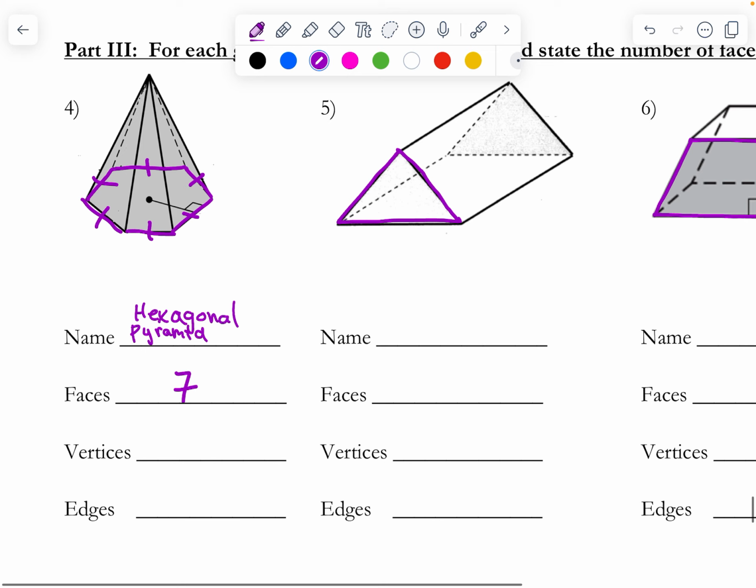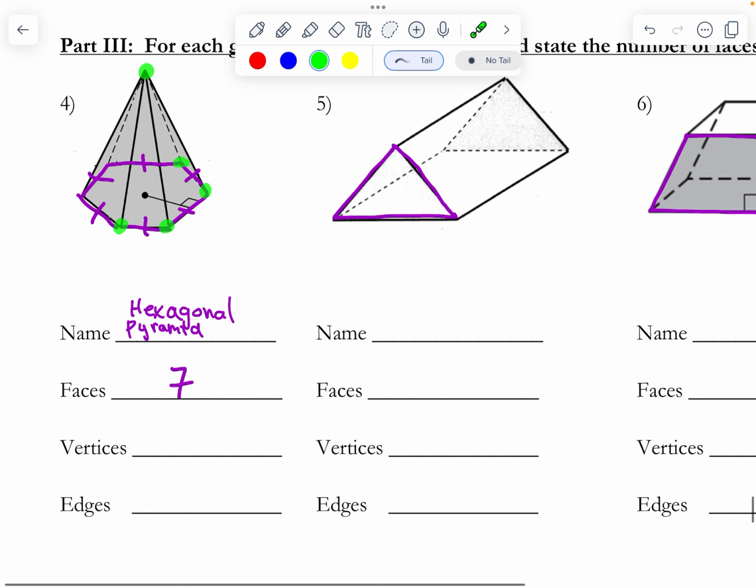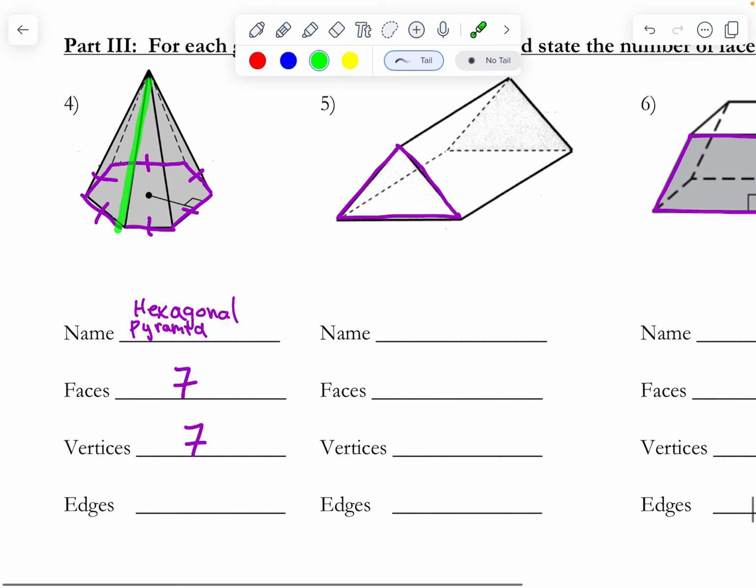The vertices, think of vertices as corners. So here I have a corner here, one corner, one corner, one corner. How many corners is that? So we have six corners at the bottom plus the one, so this is seven. And when I say corners, remember that vertices are where two lines intersect. So it's essentially where the edges intersect.